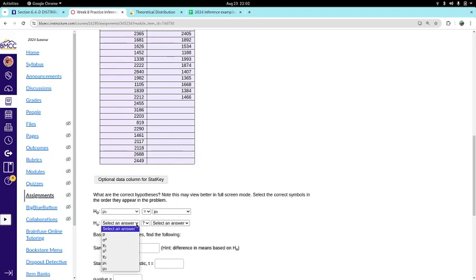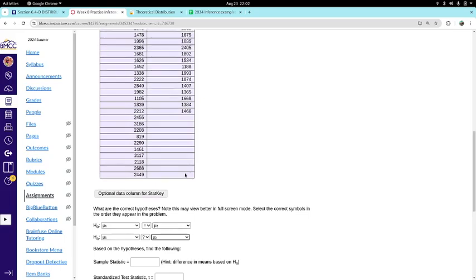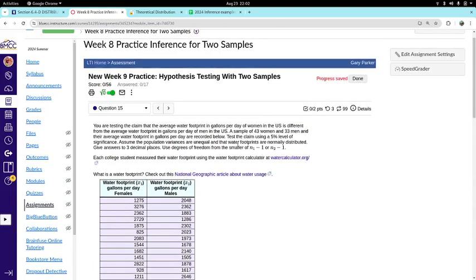The alternative hypothesis should start off again with mu1 because that's what the null did, and mu2 because that's what the null did. And if we had a hunch that females use more or less water, we would select less than or greater than. But in this case, we were just asked to test to see if they were different. We're testing the claim that the average water footprint of women is different. Okay, so that's just not equal.